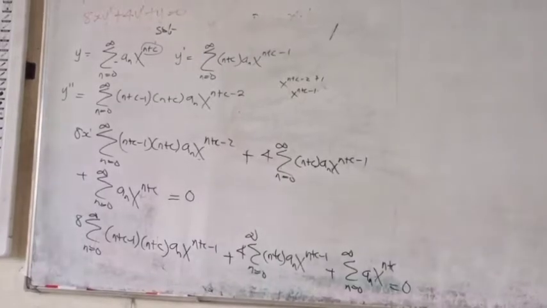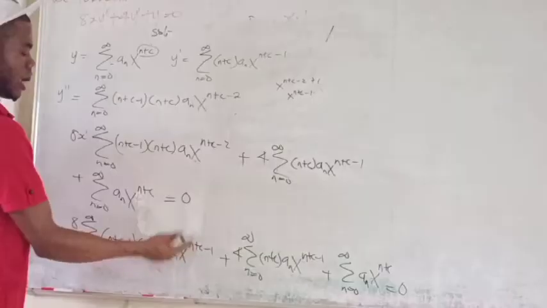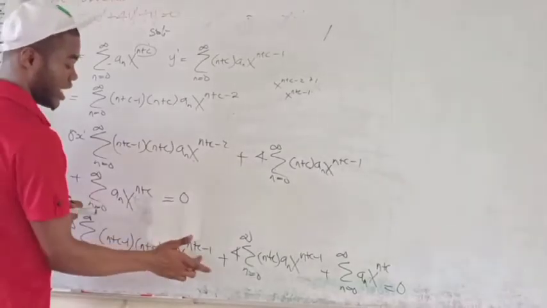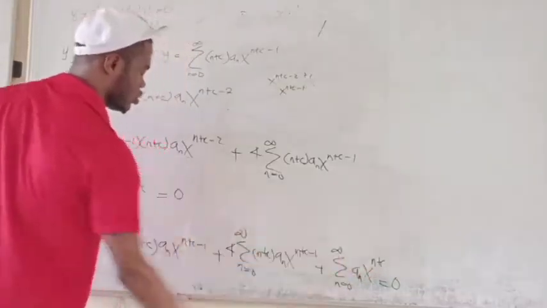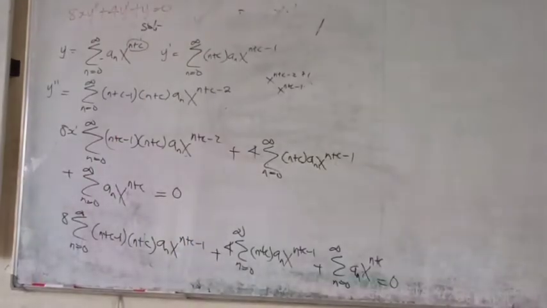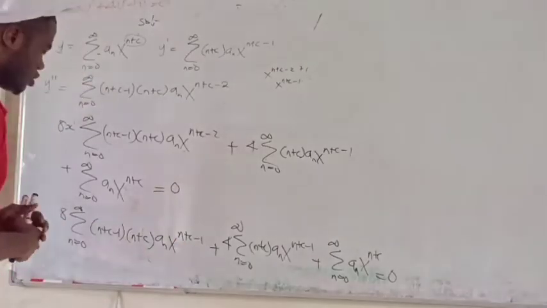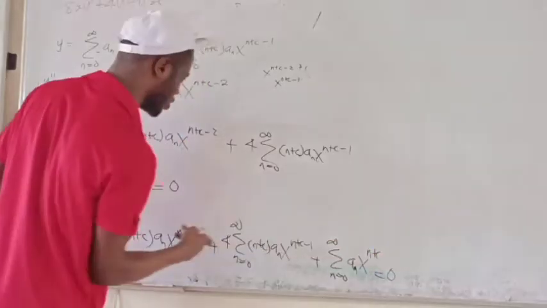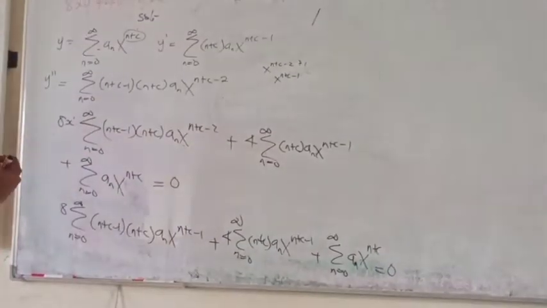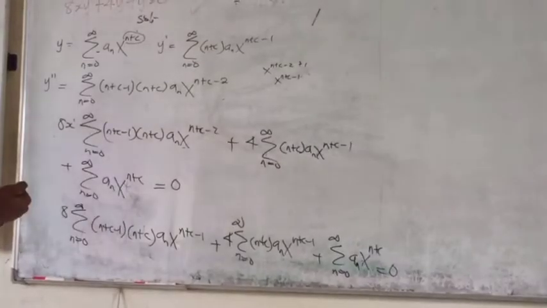So the next step is to arrange all the powers of x to be the same. So I need to make all the powers of my x to be the same. So the question pops up, what method can I use to make all the powers of x to be the same?